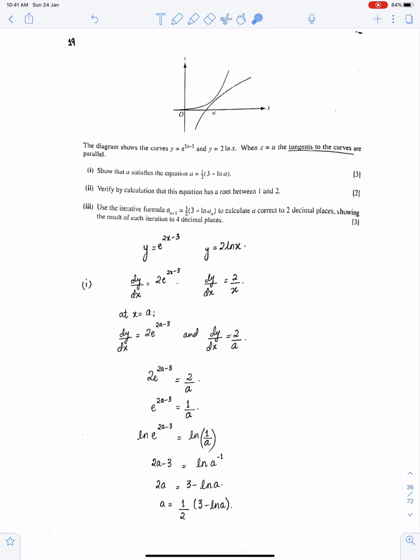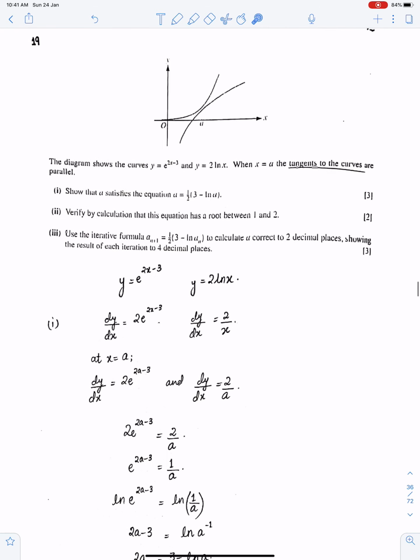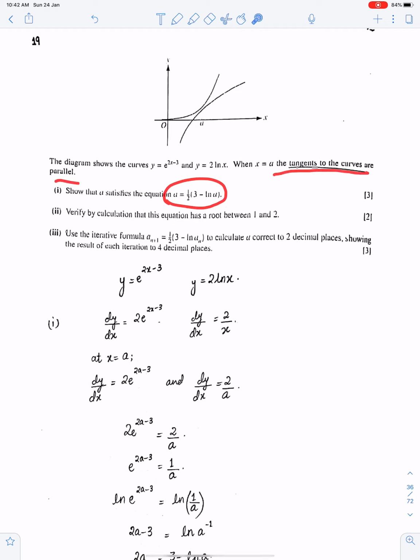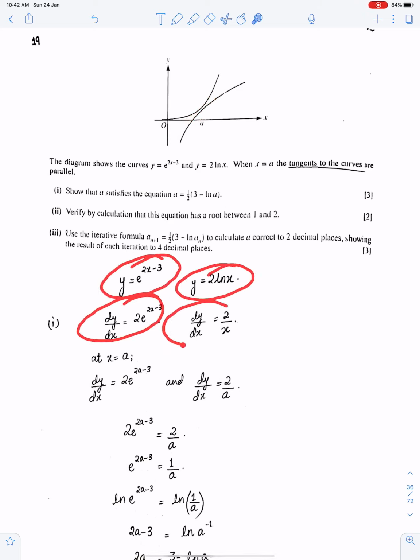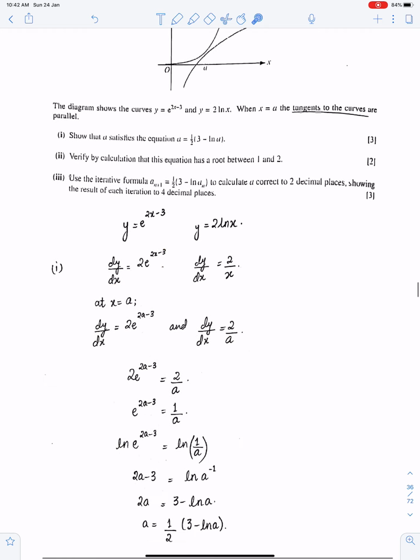This question, part 1, I think is important. Show that alpha satisfies the equation, A or alpha, I think it's A. And it's given the tangents are parallel when x is A. So when tangents are parallel, the gradients of these two curves will be equal at x equal to A. The gradient of this curve is this, and the gradient of this curve is this. At x equal to A, these two will be equal, and hence shown.